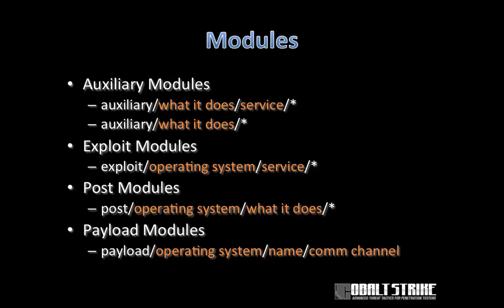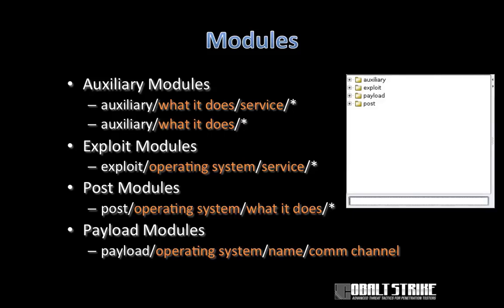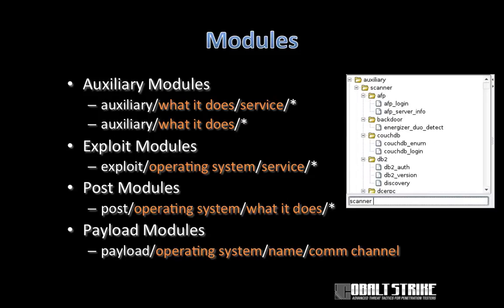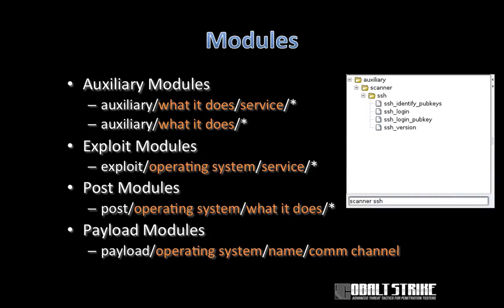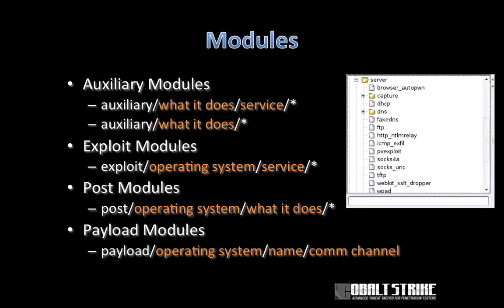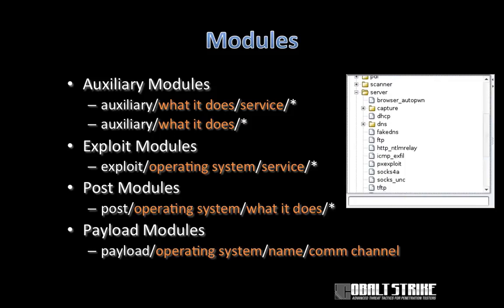Here's kind of an orientation of each of those module trees. Auxiliary modules are organized by what the module does and the service it affects. For example, auxiliary scanner, those are modules to scan a service. Auxiliary scanner SSH, those are modules to scan the SSH service. Some auxiliary trees are not broken up by service. Some are just broken up by broad functionality. For example, auxiliary server. Those are modules to stand up a server to either collect credentials or, in the case of browser autopwn, fingerprint the client and launch an exploit against them.